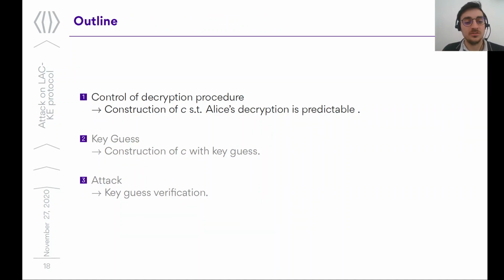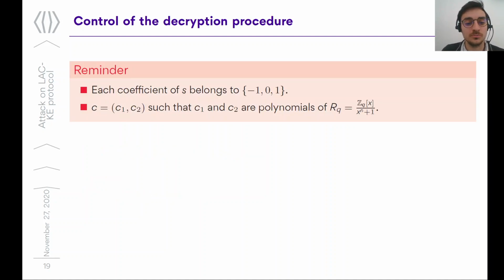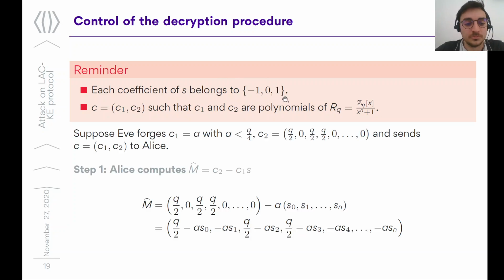I will talk about this attack in 3 steps. The first step is to control the decryption procedure of Alice. So we send a forged ciphertext, and we want to determine what Alice will obtain after decryption without any knowledge of the secret key. Just a reminder, each coefficient of the secret key belongs to -1, 0, 1. So suppose we forge C1 as A, with A lower than Q over 4, and the C2 coefficients are only Q over 2 or 0. And we send this ciphertext to Alice.